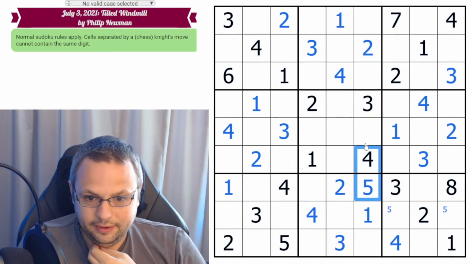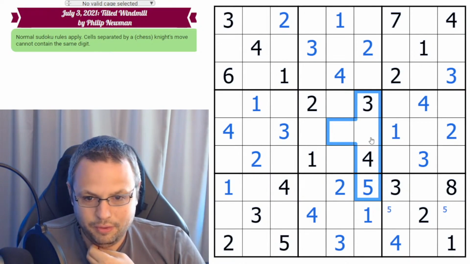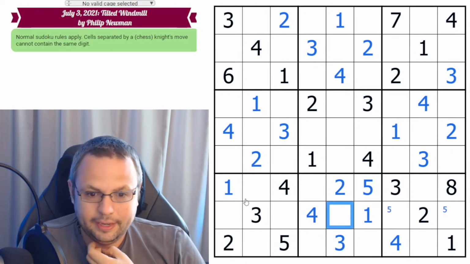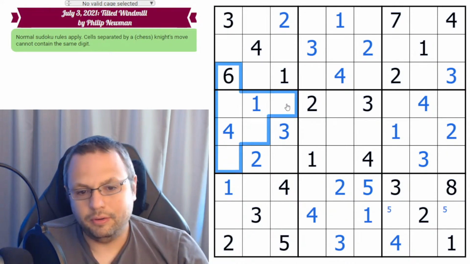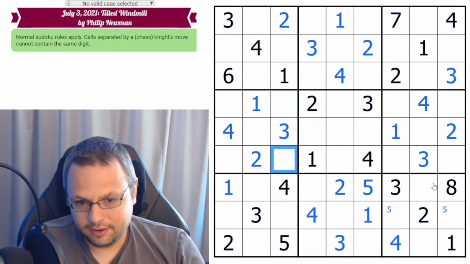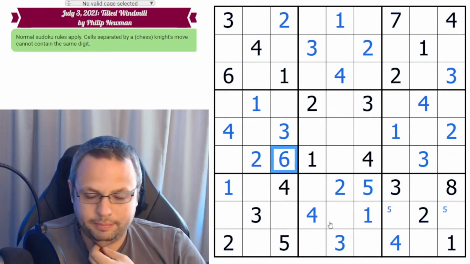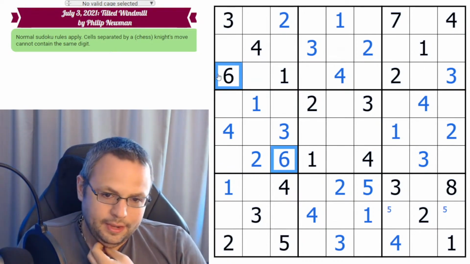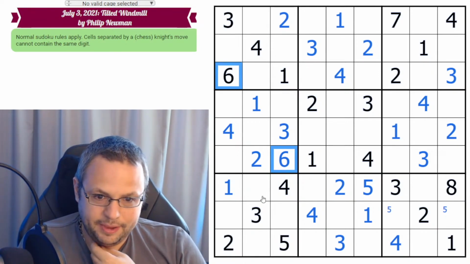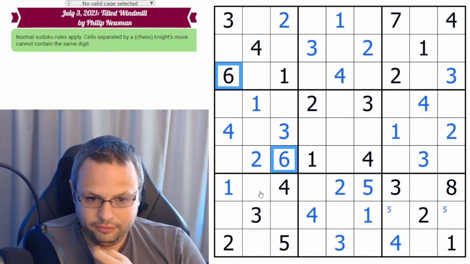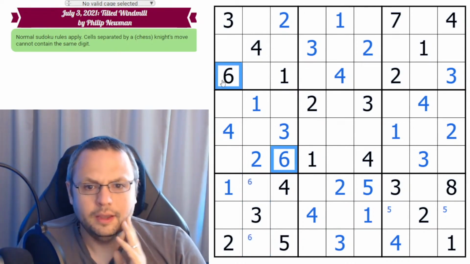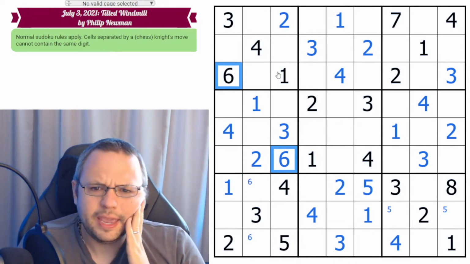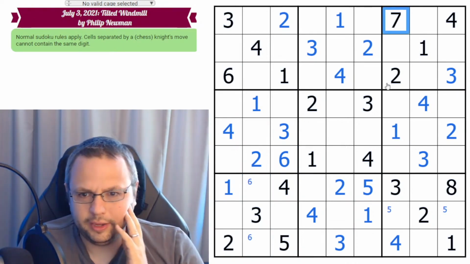Let's see. Can we do more magic with 5s? I'm going to guess no. Not immediately. What about 6s? Can I do a similar trick with 6s? So 6 is going to go here by the same trick that placed the 5. And now 6 in this box is going to go into one of these two cells, but we don't know which one yet. I don't think I know much else yet that I'm willing to pencil mark.